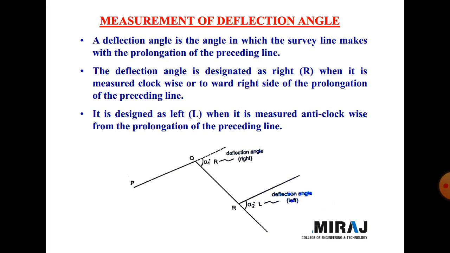If the original line is P2Q and Q2R goes in a right direction, the deflection angle is known as capital R. And if we measure the angle on the left side and the line is turned in the left side direction, it is called deflection angle L, capital L, this one and this one.